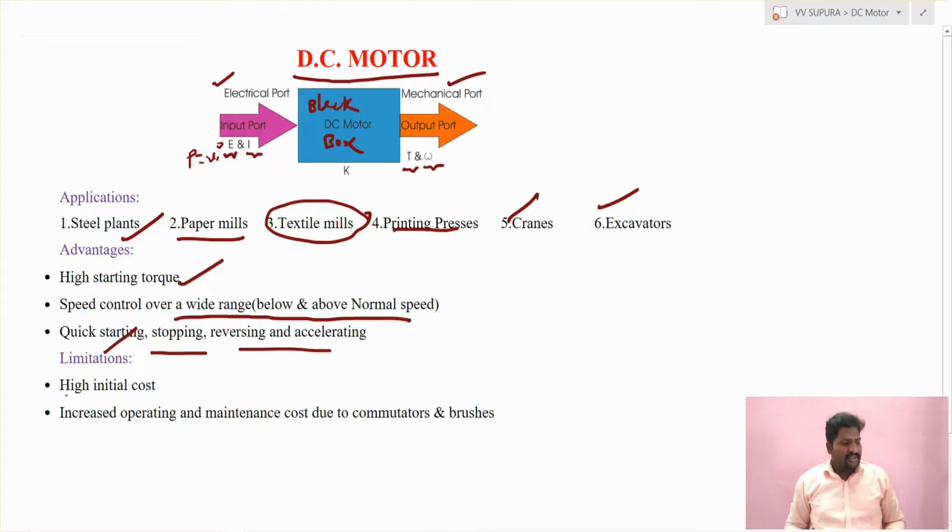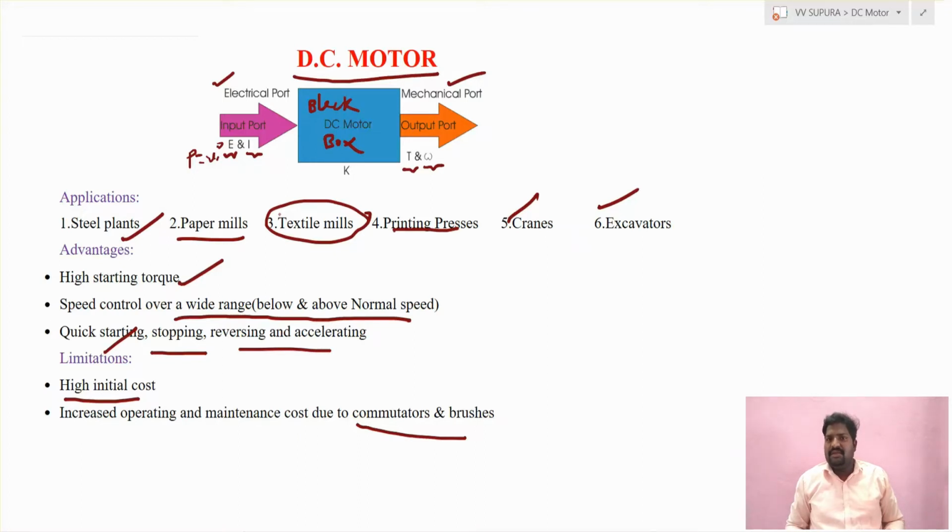And there are limitations also. The limitations are high initial cost, and increased operation and maintenance cost due to commutators and brushes. Now, the construction and working of a DC motor: construction-wise, it is very similar to the DC generator. In fact, a DC machine is both generator and motor. It can act as a motor and it can also act as a generator. That's why you can use the same construction we discussed for the DC generator.